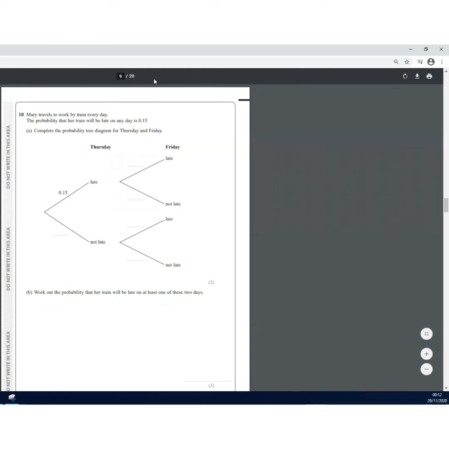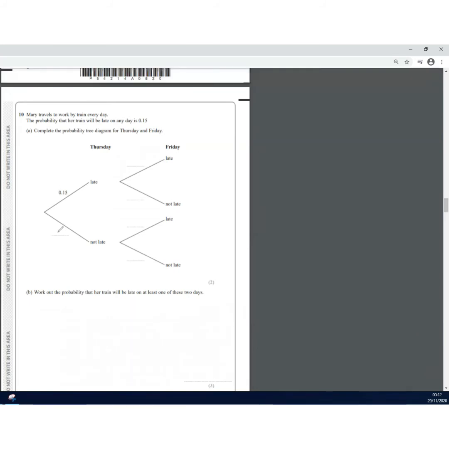So to find out the probability that the train would be not late on Thursday, the sum of these two probabilities always adds up to 1. So therefore, I can simply take away this 0.15 from 1 to get the probability of the train that will not be late on Thursday. That would give us 0.85.